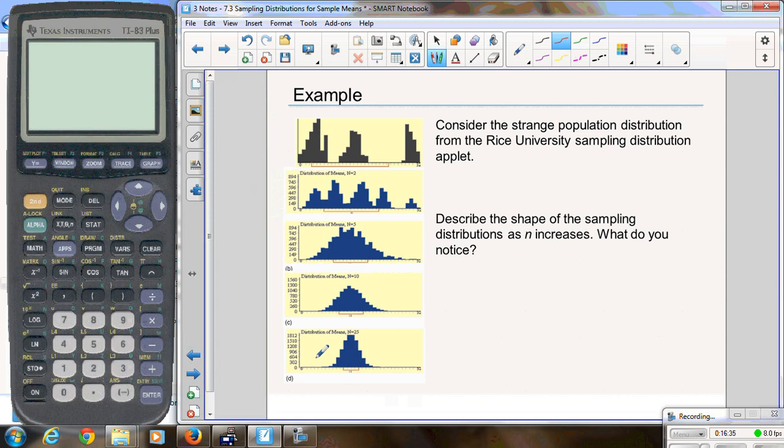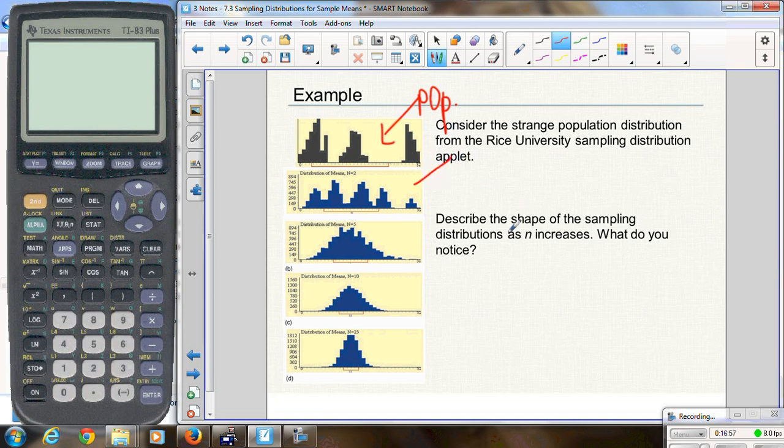So here's another example. I'm not sure what the population is measuring in this case, but it says this is a population distribution from Rice University. So this is the population. I don't know what we're measuring here, but you can see it's a very unusual shape. I don't really know how to describe it at all, except that it's atypical.